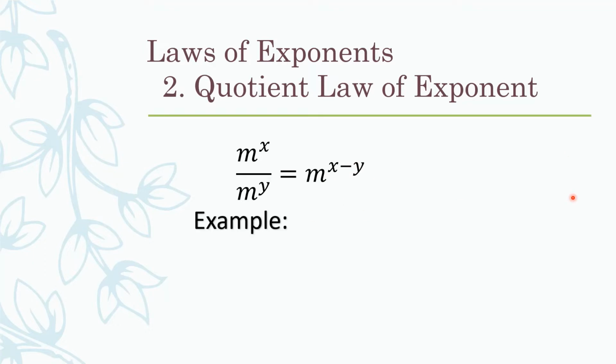Example, a raised to 5 divided by a raised to 2. So, a raised to 5 and a raised to 2, pareho sila ng base, which is a. So, all we need to do is get the difference of 5 and 2. So, a raised to 5 minus 2 is equal to a raised to 3, or a raised to the third power.